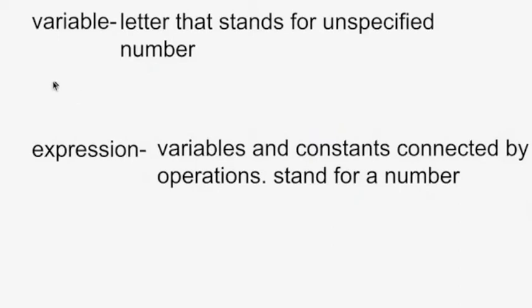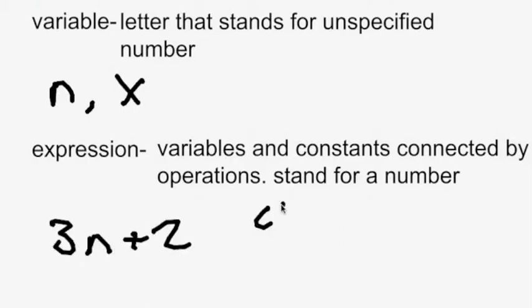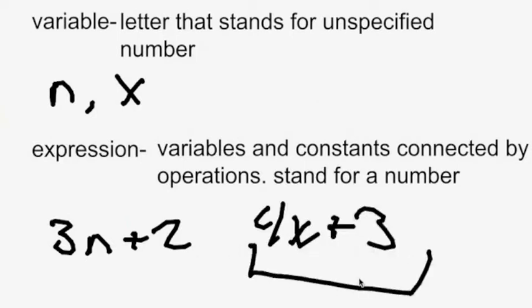A variable could be n or x. An expression would be 3n plus 2 or 4x plus 3, where the whole expression equals a certain number that has not been clarified. So the axioms that we discussed in the previous section only apply to addition and multiplication. Because of that, you have to rewrite subtraction, division, and exponentiation in terms of multiplication and addition.